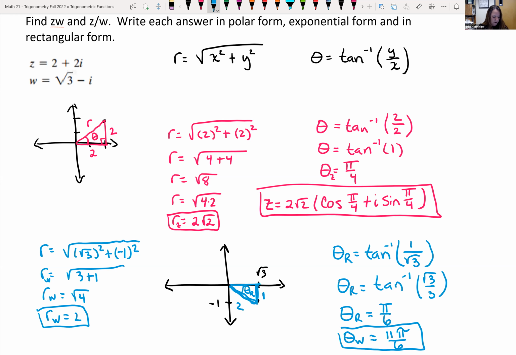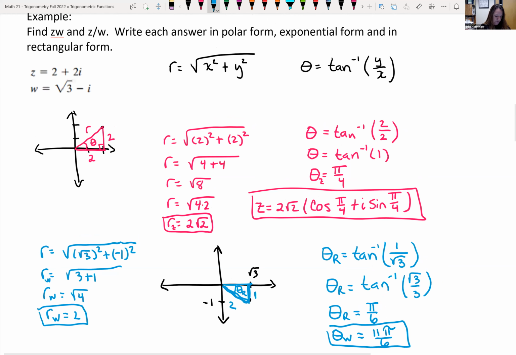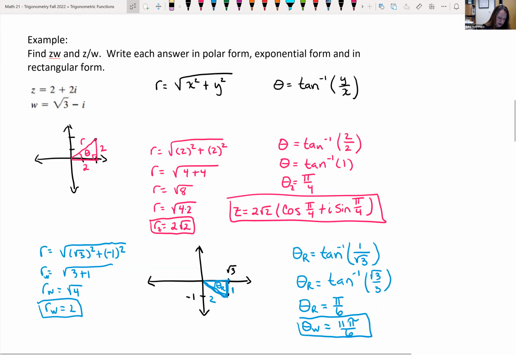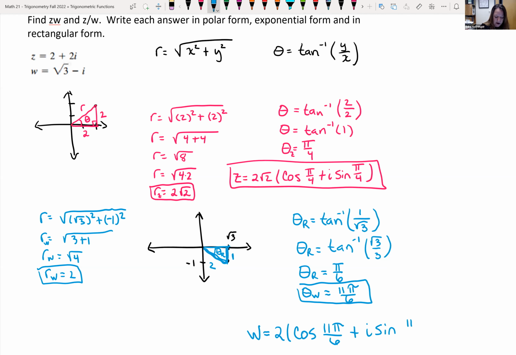So now I have the information. And let me rewrite w in polar form. So w here in polar form is equal to r, which is 2, times the quantity of cosine of my angle, 11 pi 6, plus i sine of 11 pi 6.